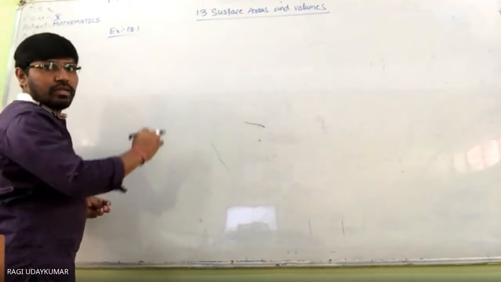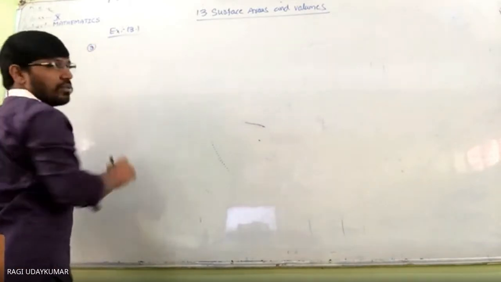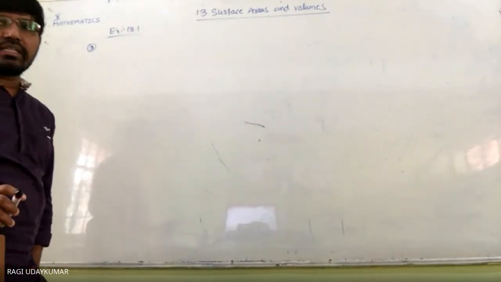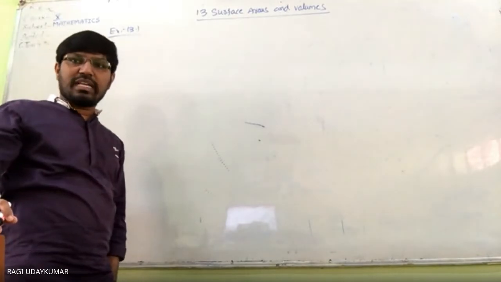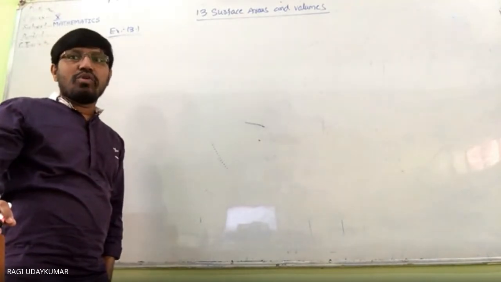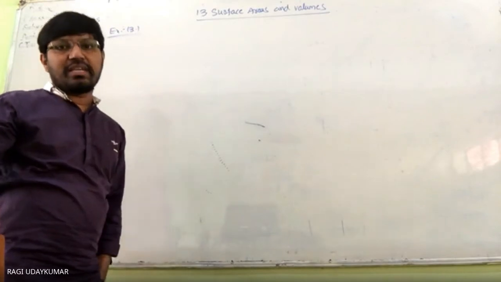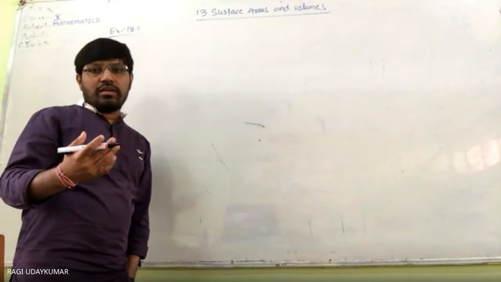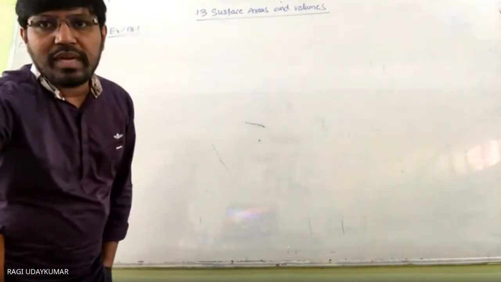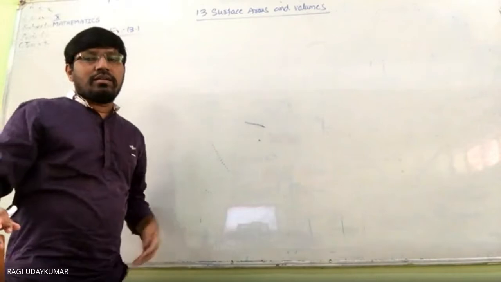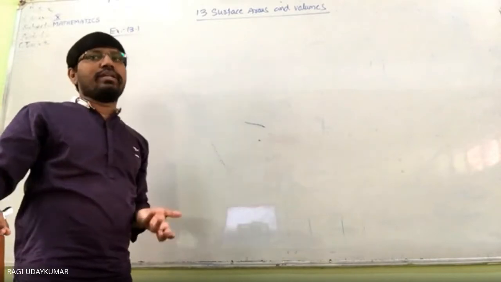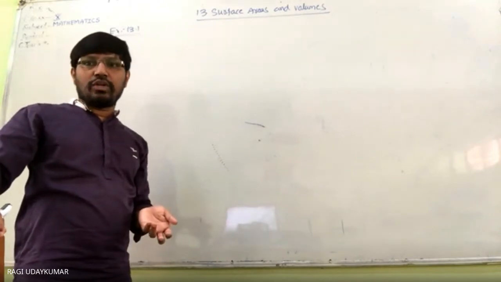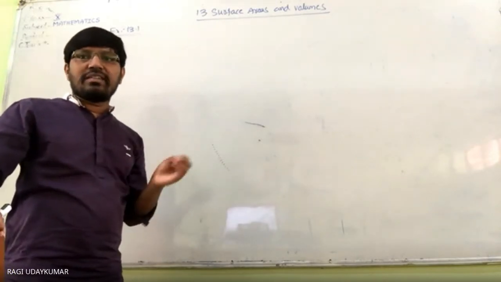Third one, a toy is in the form of a cone of radius 3.5 centimeters, mounted on a hemisphere. The question says mounted on a hemisphere. What is on top of the hemisphere? In the previous problem, it was a cylinder on top of the hemisphere. Here a cone is given with the same radius, total height is given, and you are asked to find the surface area of the toy.